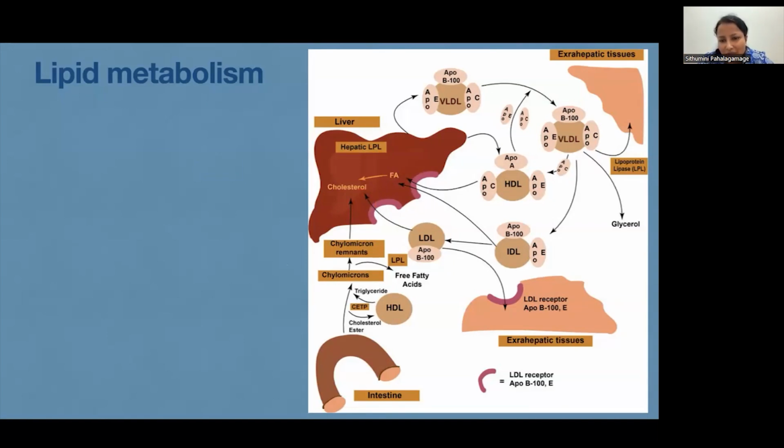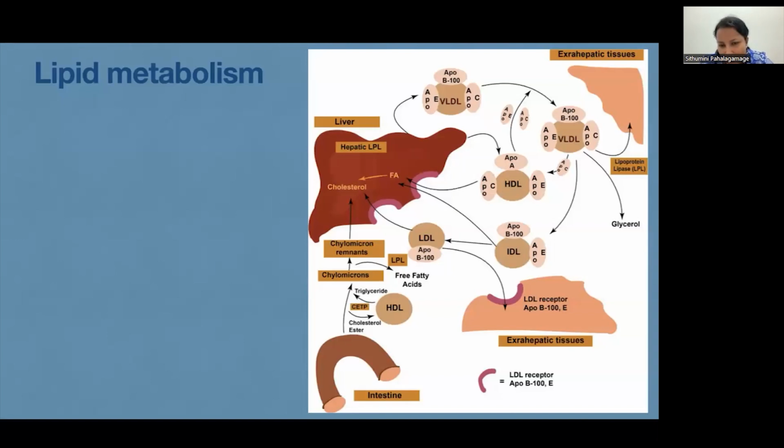From all these lipoproteins, we say that LDL, the smallest molecule, is the culprit responsible for atherosclerosis. Actually that's not entirely the case, but it's mostly the LDL. Even the IDL and the VLDL particles can also be taken up, but the smallest molecule is taken up quite easily, and that is the main culprit in atherogenesis.